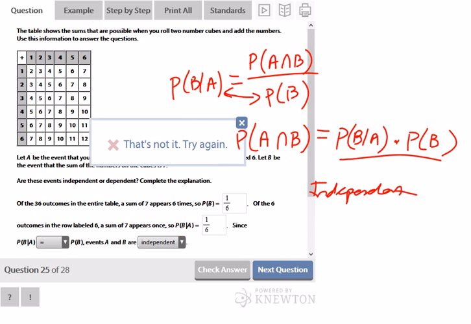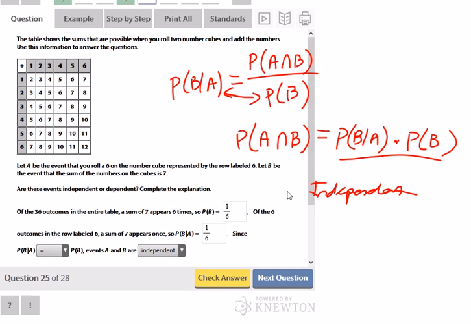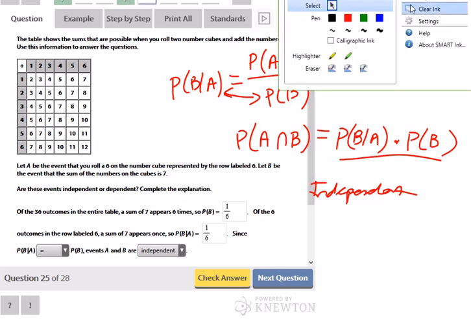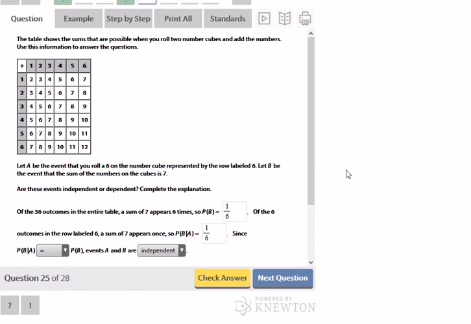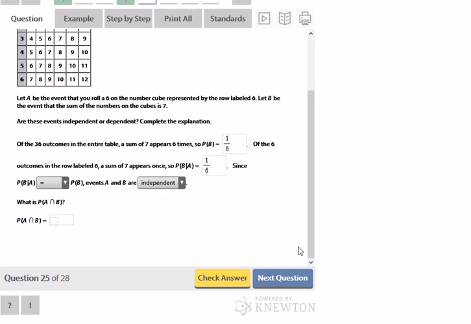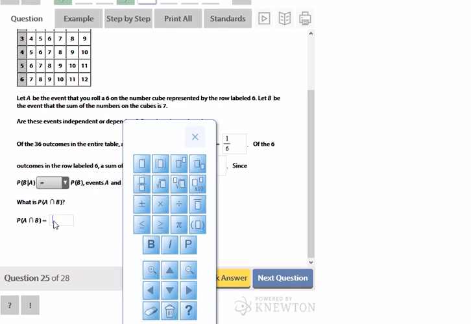That's not it. Try again. What did I do wrong? Did they want me to write 6 out of 36? Oh, no. I left the... There's more underneath. What is the probability of A on the... Oh, so just 1 over 6 times 1 over 6. They want us to multiply the two. 1 over 6 times 1 over 6 is 1 over 36.